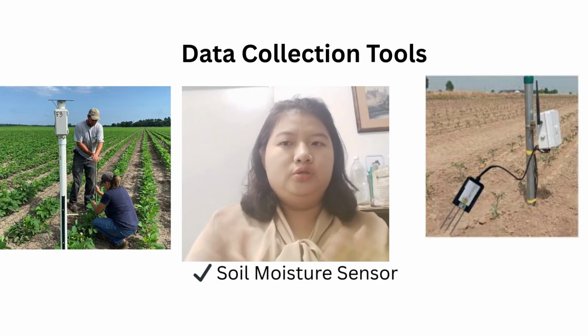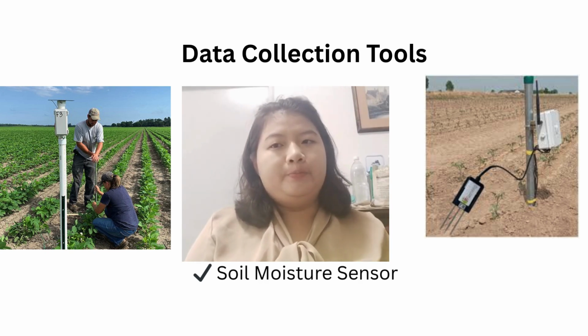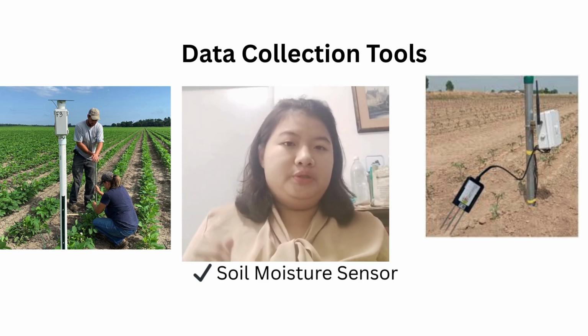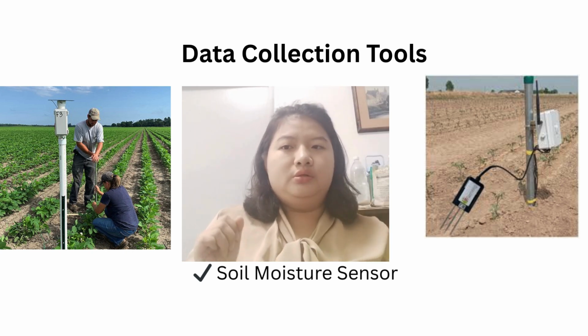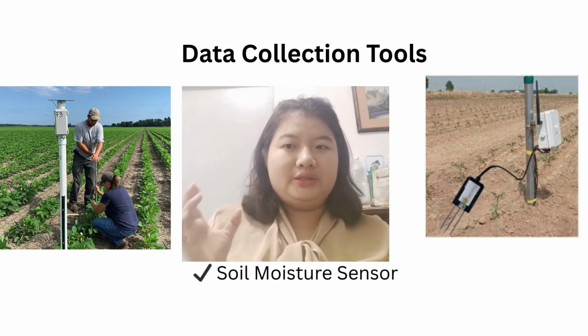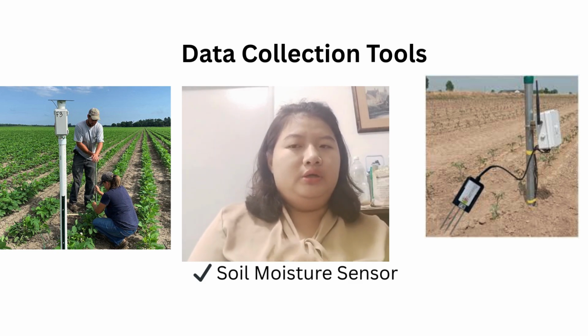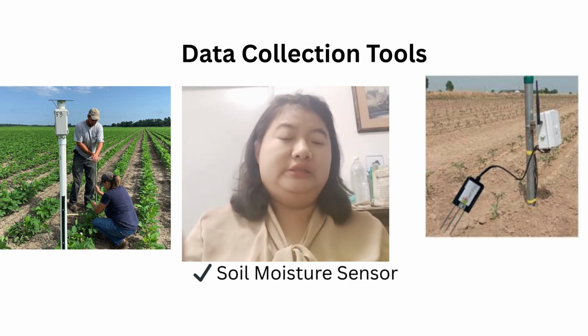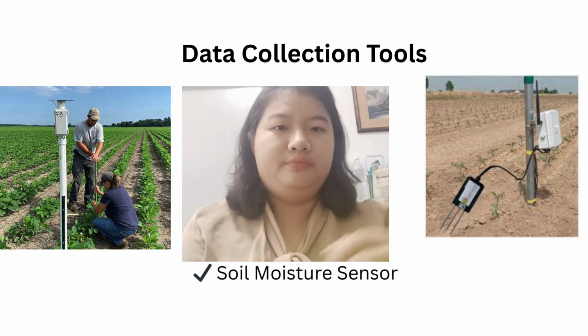The second will be the soil moisture sensor. The farmer needs to bury the soil moisture sensor in the soil. The soil data that can be measured is the water content, and it sends alerts whether it's too dry or too wet.